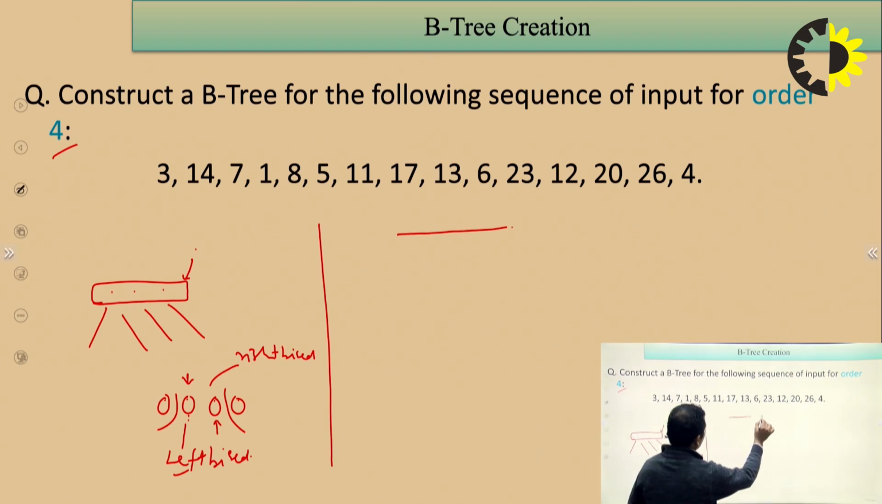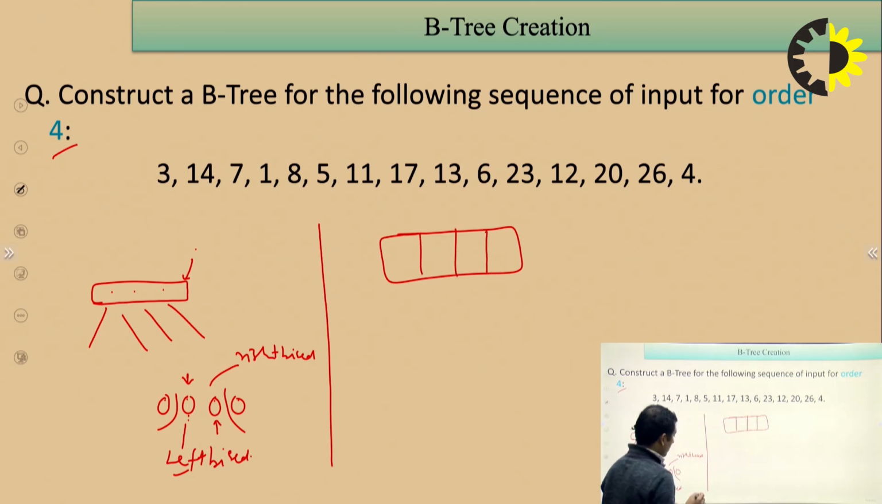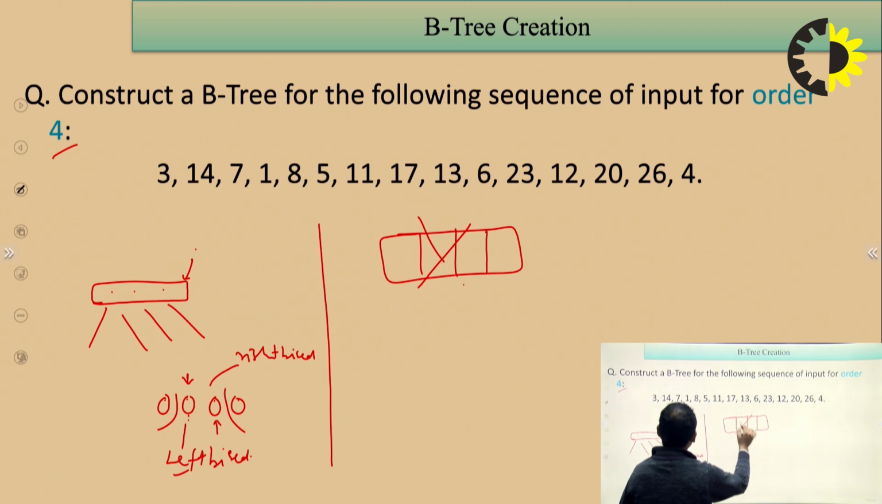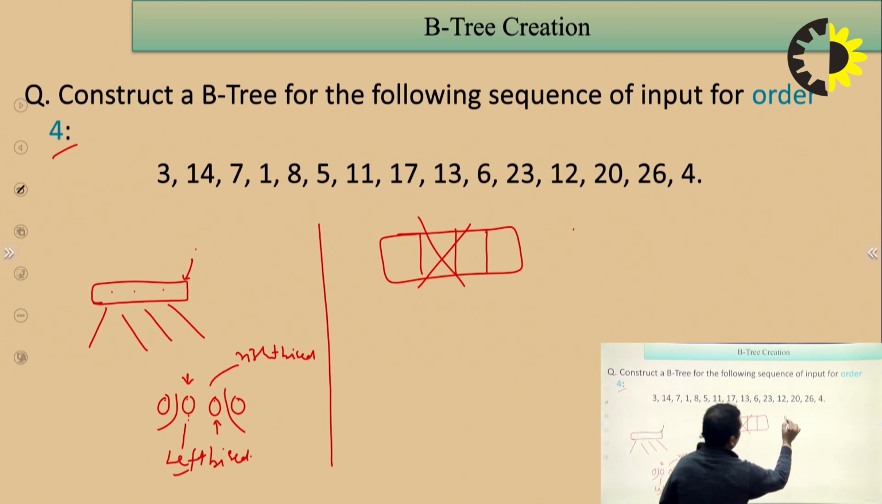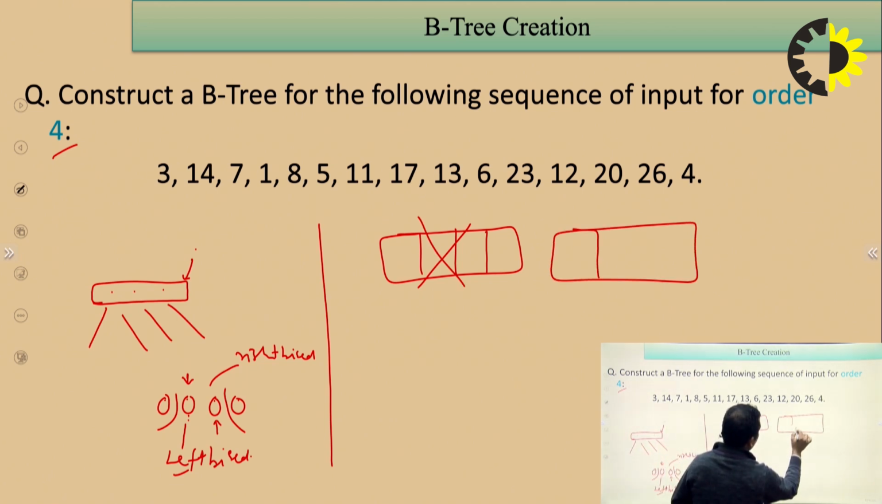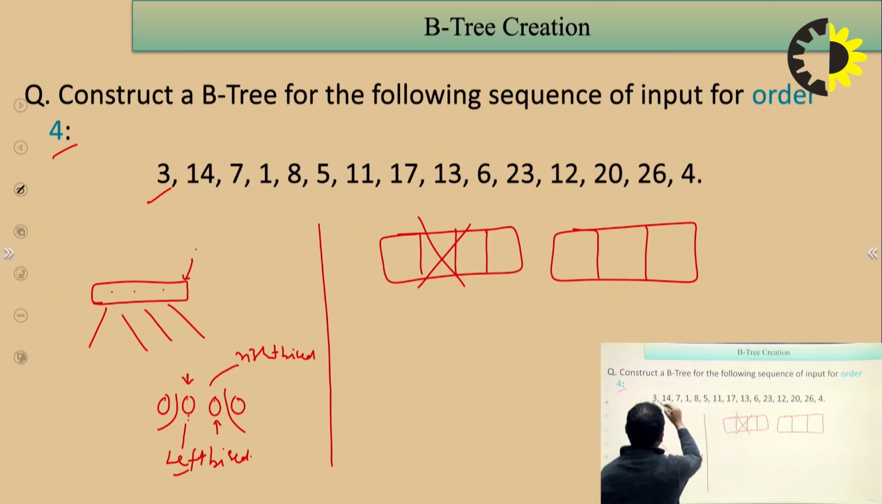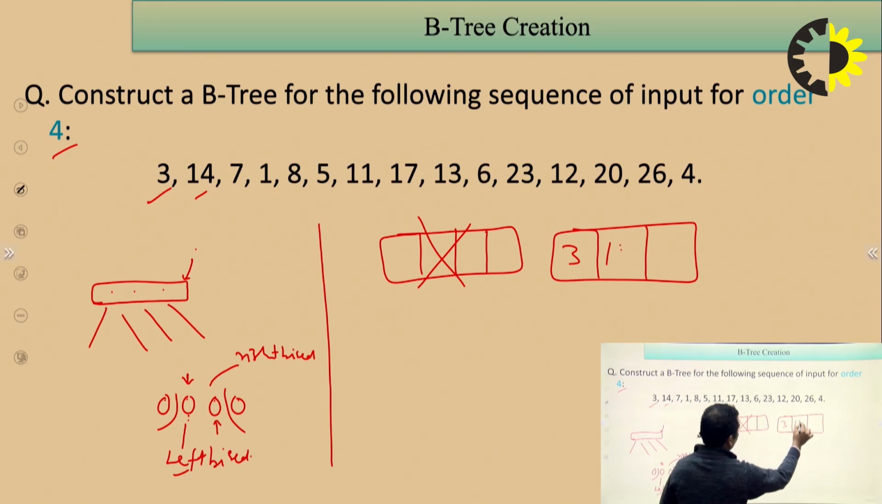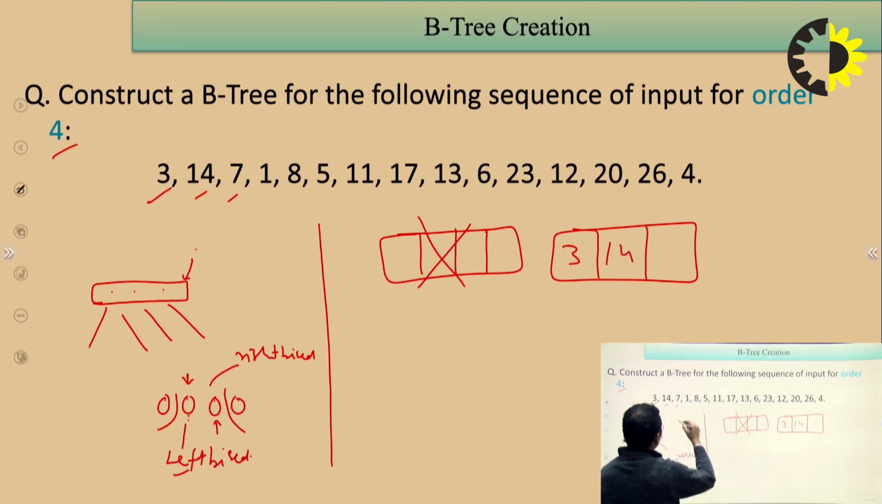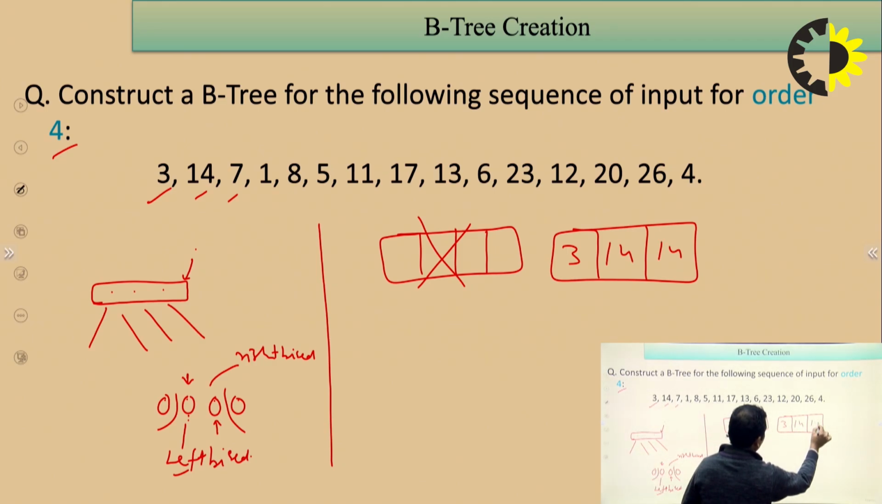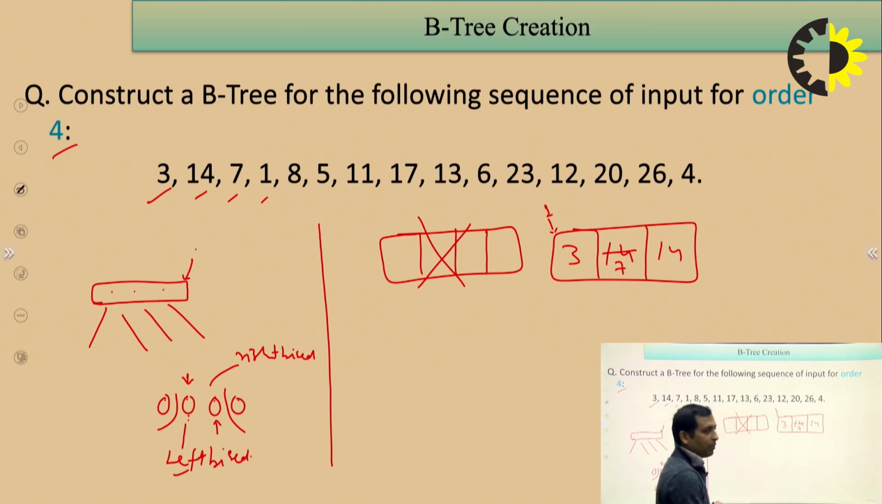So in this case, just see, keep the values. The capacity of a particular node is only 3, keeping 3 keys. Now put the 3, now put the 14, yes, this is a leaf node. Now 7, so shift the 14 here and this will be 7. Now 1 will come, so the place for 1 is at this point. Now splitting will take place.